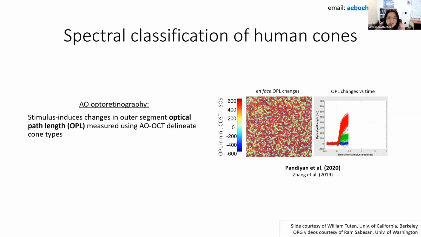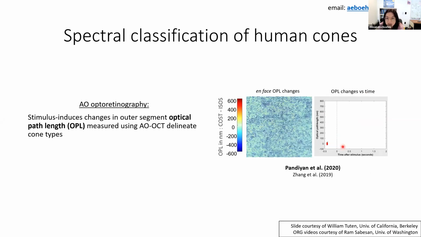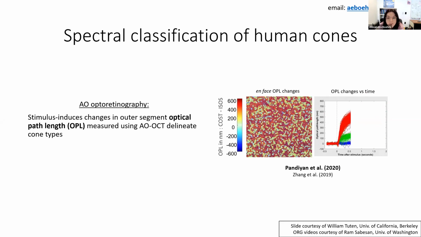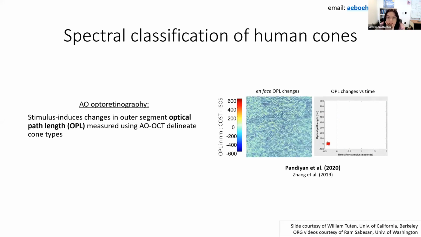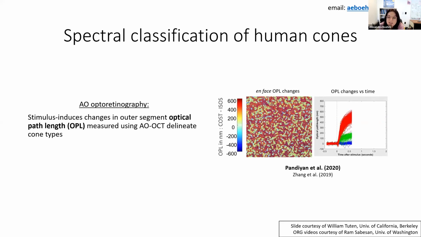So the response curves of the cones, as you can see, segregate into different clusters. And here, the cones that are having the largest difference in the OPL are the long wavelength sensitive or L cone photoreceptors. So this is how we can disentangle which cones have a particular spectral sensitivity. So this technique was first applied in Don Miller's lab at Indiana University.